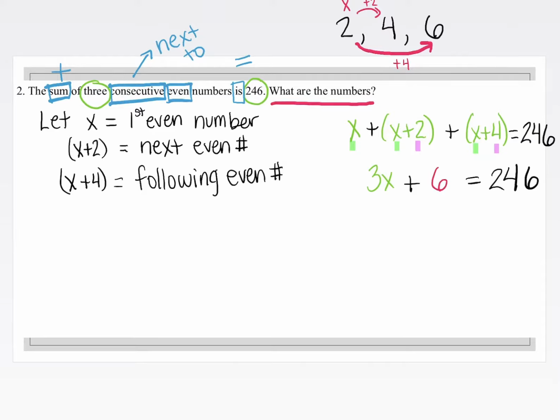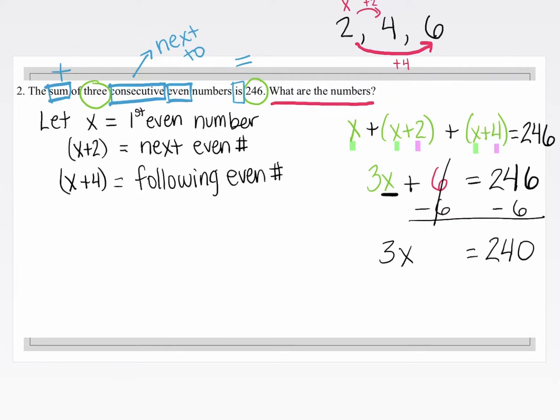Now in order to solve for x, because that is our unknown, we need to use the property of equality and subtract 6 from both sides. Because what we do to one side, we have to do to the other. Here, we're left with 3x equals 6 minus 6 is 0 because they're inverses, and 246 minus 6 is 240. Now we have 3x equals 240.